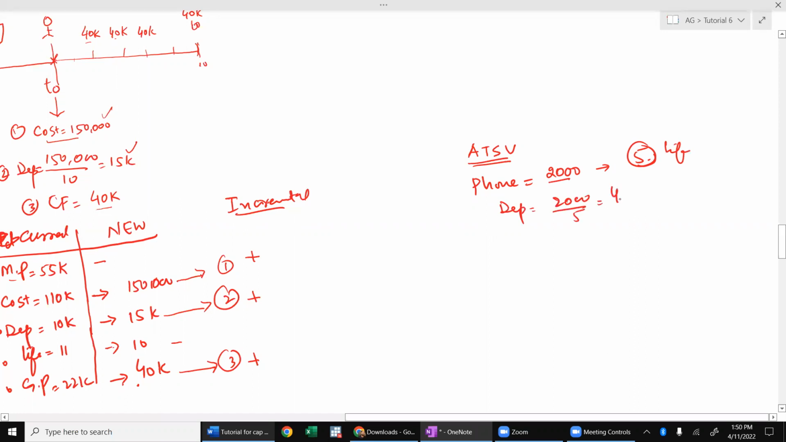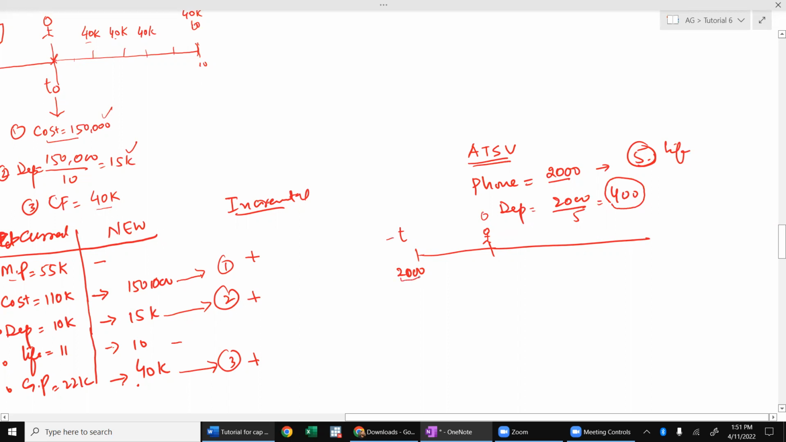The answer would be 400, sorry. Okay, so it means every year the phone should decrease its value by 400. So what is the situation here in the timeline? I had bought this phone at 2000. What should be the residual value after 1 year, students? Please answer me through your voice so that I don't go to the chat box to see the answer.